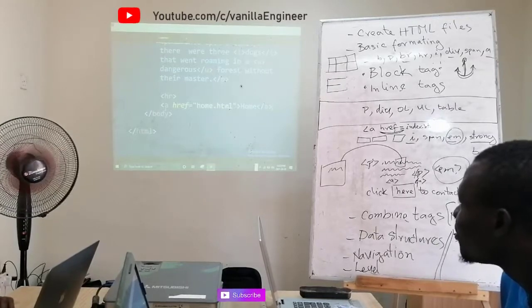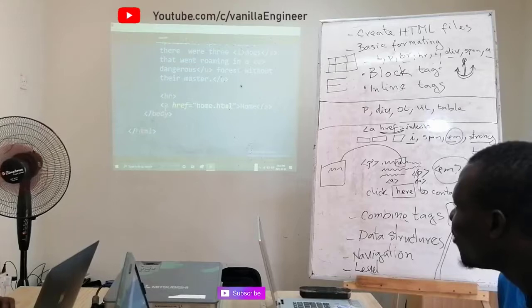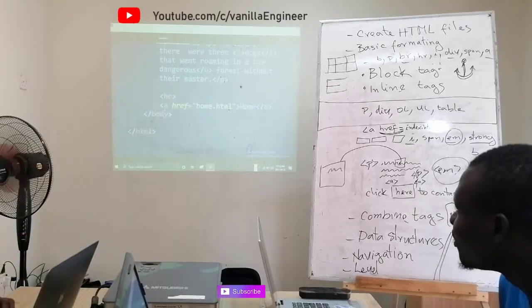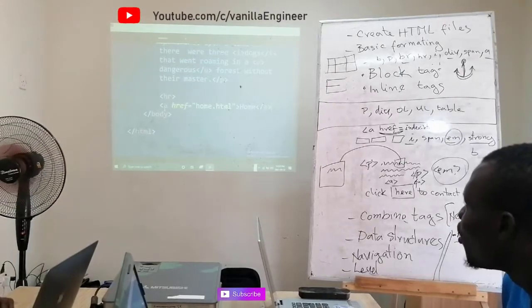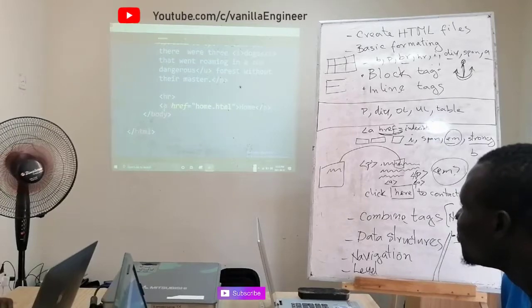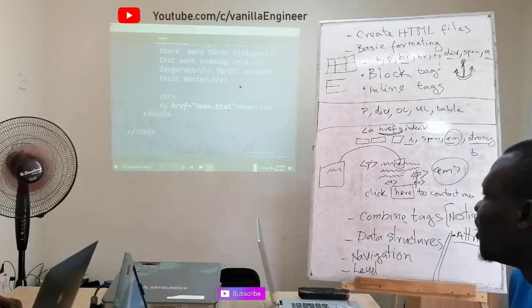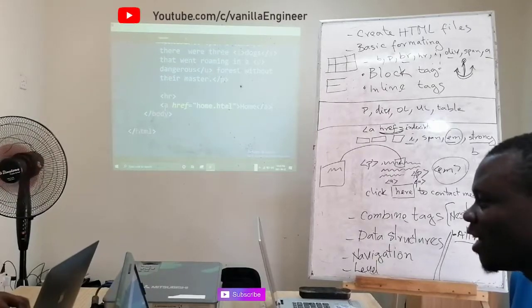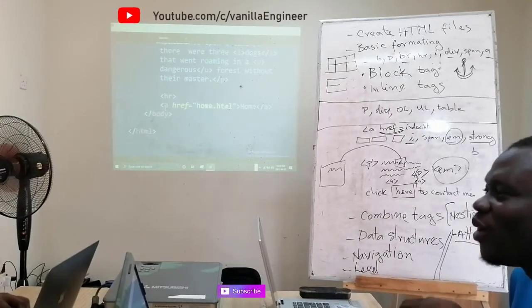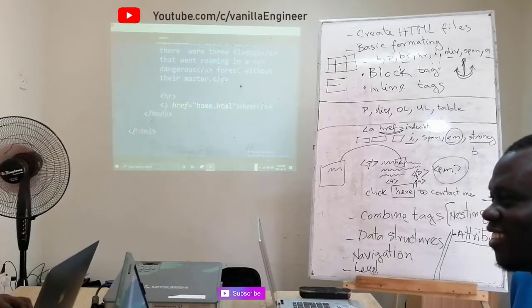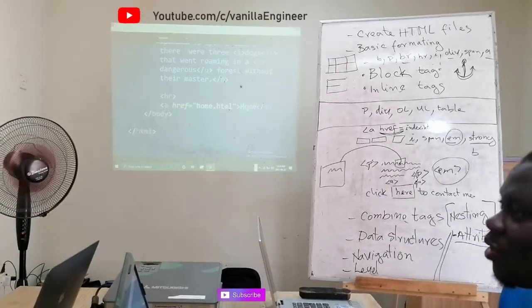A space, href equals sign in quotes, home.html, when we close the first A. Yes. Then we write home. The word home here is the text on which the mouse is going to click. You get that? You have it?